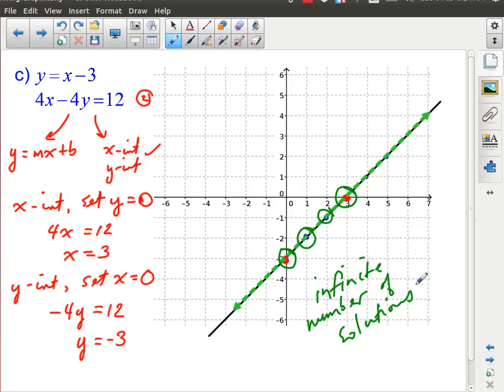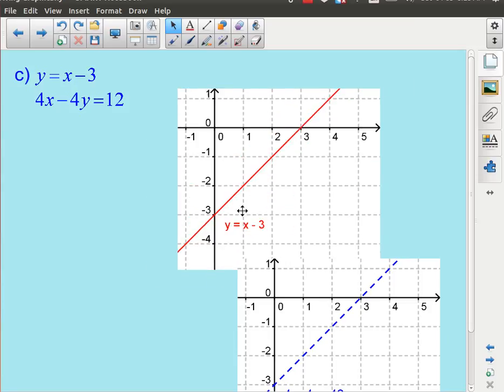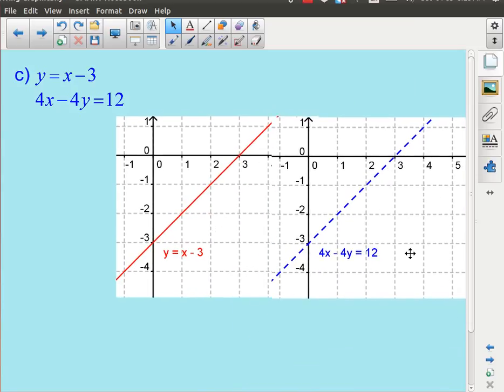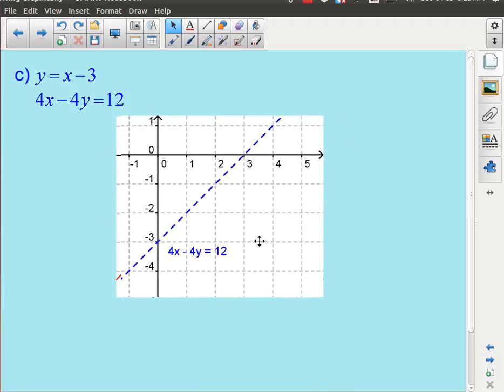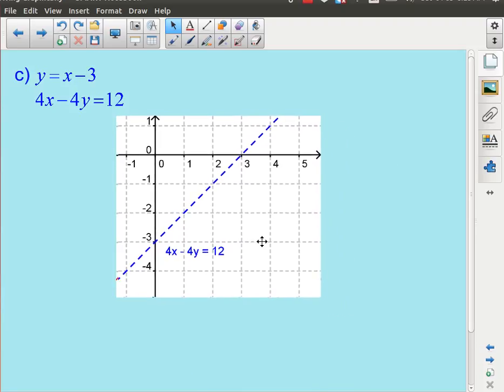I might as well not have written that out. It's so bad looking. And a nicer graph on the next page. The way I've shown it here is in the red I've got y equals x minus 3. And in the blue I've got 4x minus 4y equals 12. And if I take those two, you can see that I can line them up and they turn out to be the exact same graph. Same idea, they overlap completely. So infinite solutions there.